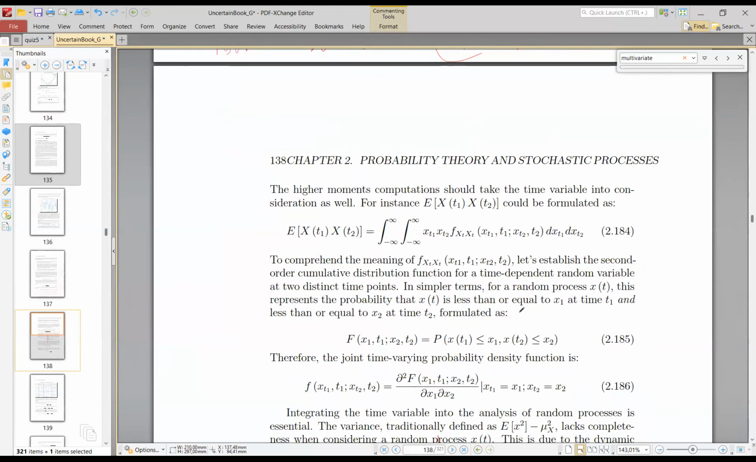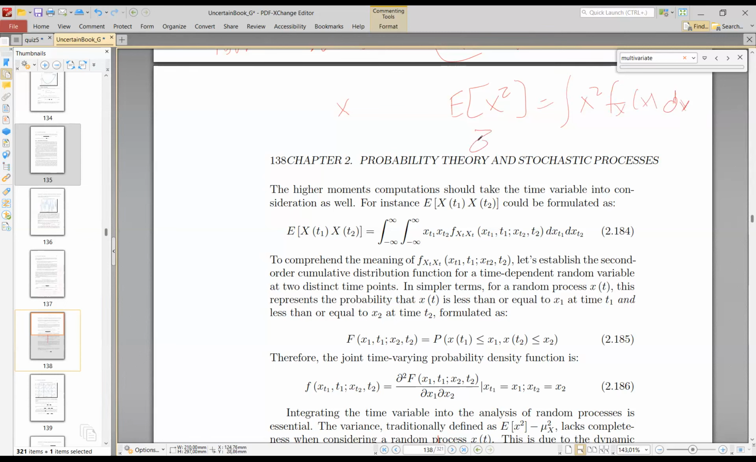Okay, and what is the second moment? Actually, when we have a random variable, we have only x. We don't have t information. We have only x, like throwing a coin, like a die, like many different applications that we gave before. So it is just a random variable. Okay. So the second moment is simply E[X squared]. That is the second moment of this random variable, and this is equal to the integration of x squared f_X(x) dx. That's all.